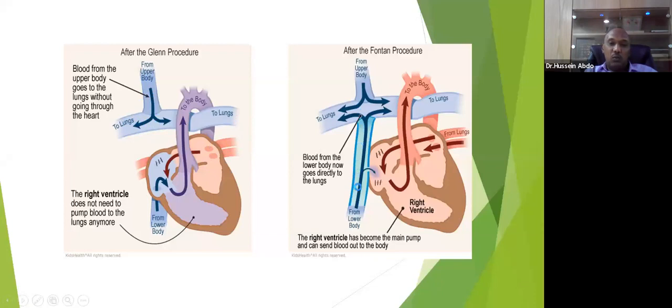The final step is what we call the Fontan procedure. In the Fontan procedure, we take the inferior vena cava and connect it directly to the pulmonary artery. So now we unload the right ventricle: we take the systemic venous blood and connect it directly to the pulmonary artery. The unoxygenated blood goes to the pulmonary artery, is oxygenated, and comes back to the left side, goes to the right ventricle, and from the right ventricle goes to the systemic circulation. So now the right ventricle takes only the responsibility of ejecting blood to the systemic circulation. So this is the idea of Fontan: to unload the right ventricle, because if this right ventricle is not unloaded, it will fail very soon.